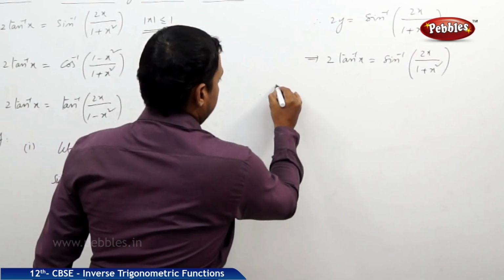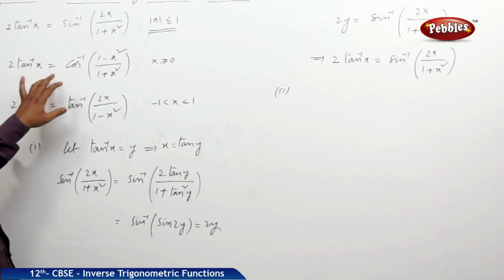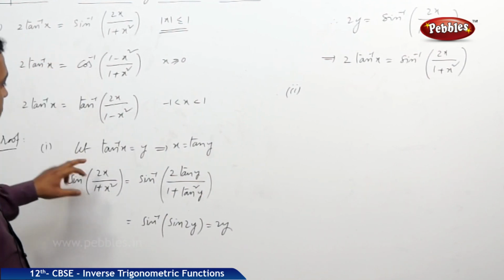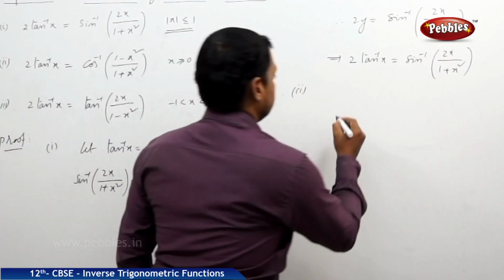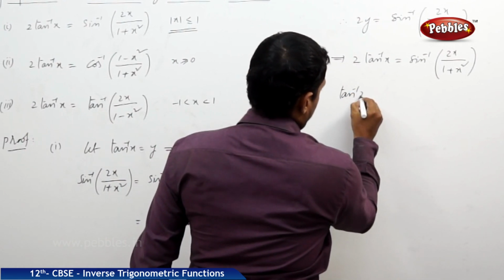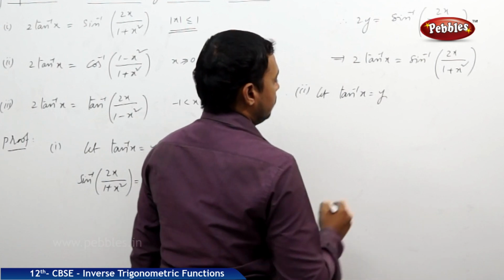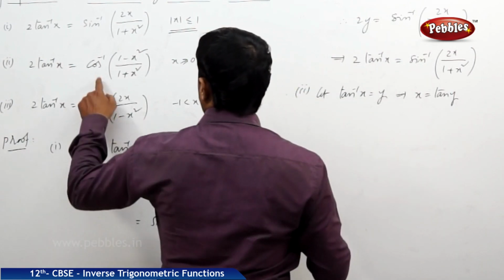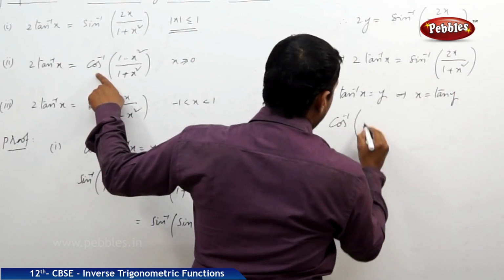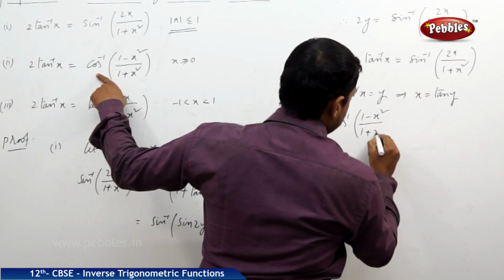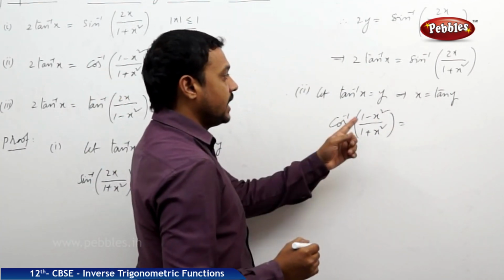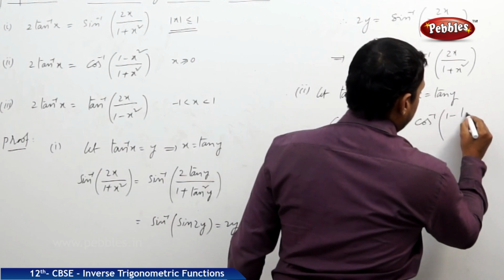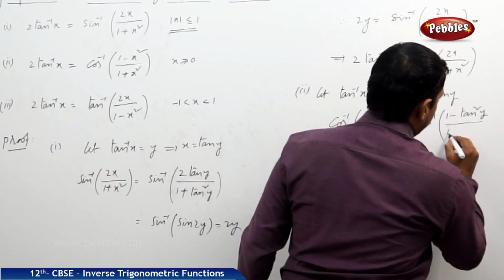For the second statement, 2 tan inverse x is equal to cos inverse of (1 minus x²) by (1 plus x²). Again consider tan inverse x is equal to y. This implies x is equal to tan y. Now consider cos inverse of (1 minus x²) by (1 plus x²). Substitute x is equal to tan y. Then it is cos inverse of (1 minus tan² y) by (1 plus tan² y).